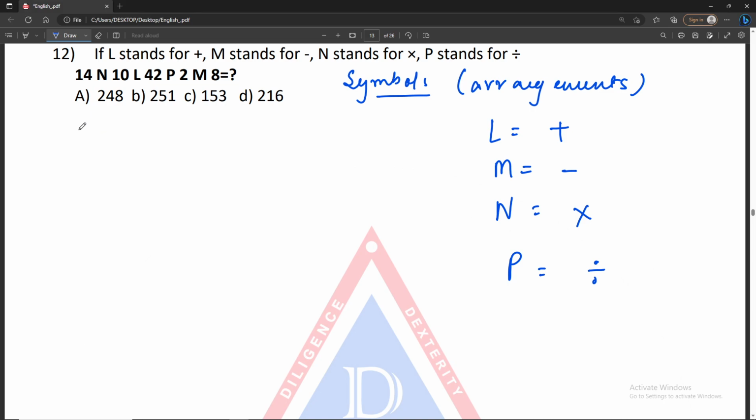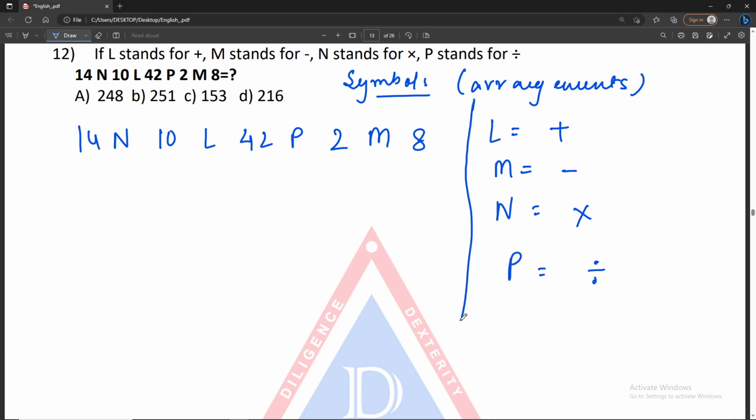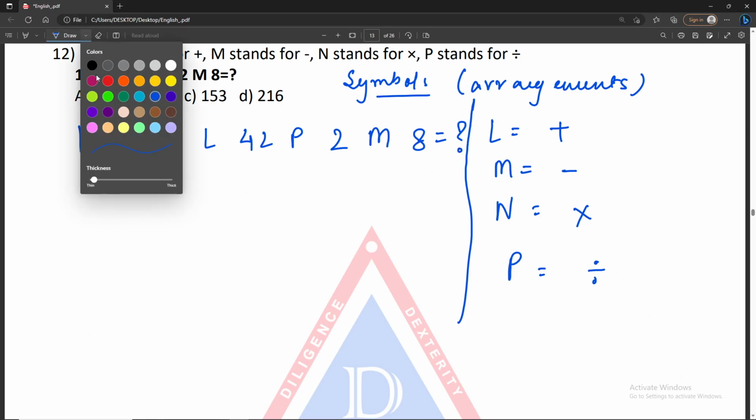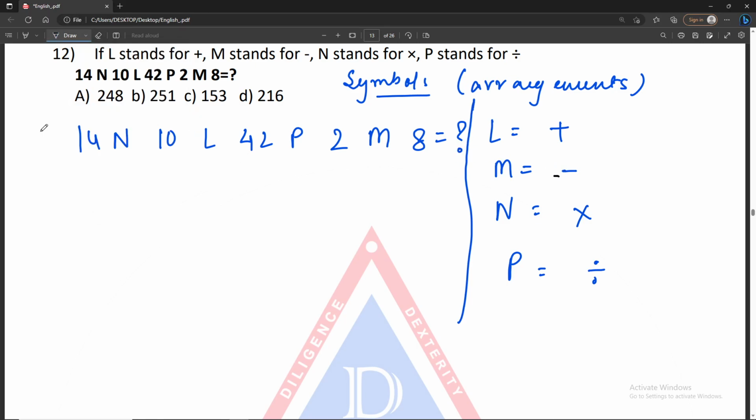So what is the question given? 14N, 10L, 42P, 2M, and 8 equals question mark. Just changing the color for you. So what is given here? 14. N stands for multiplication sign. L stands for plus sign. P stands for division sign. M stands for subtract. And we have to find the answer.